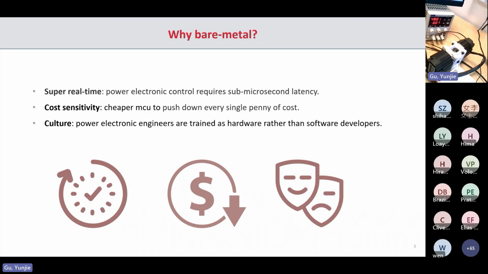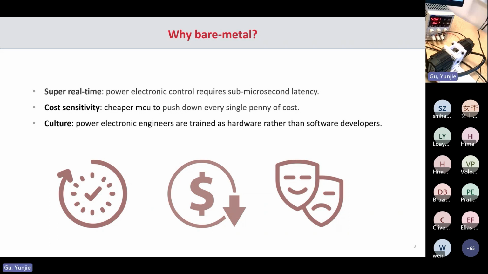And the second reason is the cost sensitivity. The electronic industry operates in terms of economy of scale. Say an inverter is sold 1 million times each year, and if we can push down a single penny of cost on any of these products, it's a fortune. So people just use cheaper MCUs to push down the cost, and because of the lack of capacity on these MCUs, you can only use bare metal to realize the functions.